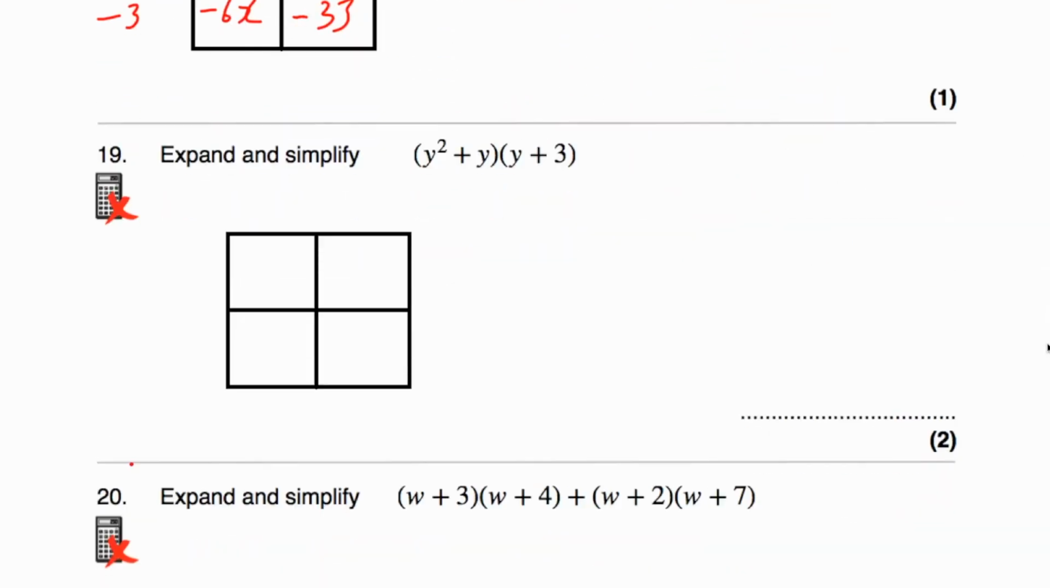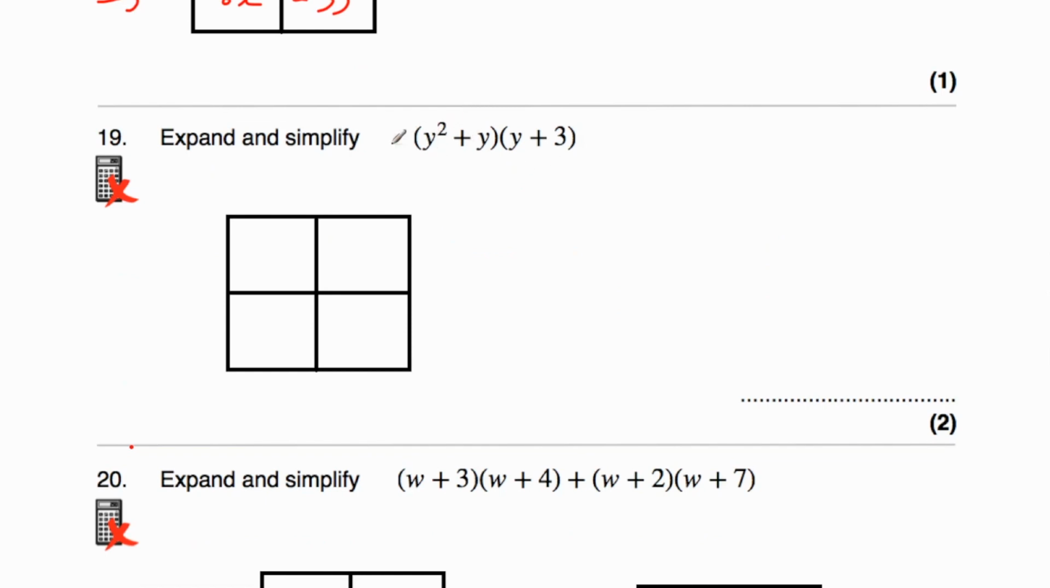Okay, question number 19. So question number 19, we've been asked to expand and simplify (y squared plus y)(y plus 3). So let's fill out our grid and see what we get. So we've got y squared times y. So that's y times y times y, which is y cubed. We've then got plus, and then y times y is y squared. We've then got y squared times 3, so that's going to be plus 3y squared. And then finally, we've got 3 times y, so that's going to be plus 3y.